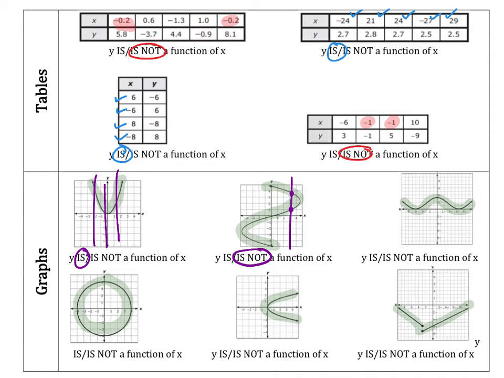Oh, I got them confused. I put it's not for the left one and it's for the right one. Yeah, so if it touches it twice, it is not, because that means we've repeated that x value. I want you guys to do the other four that are left. Tell me, is y a function of x? Okay, let's go over these.